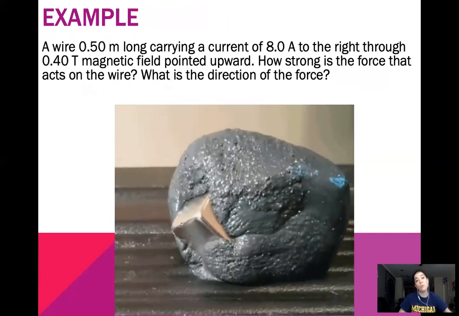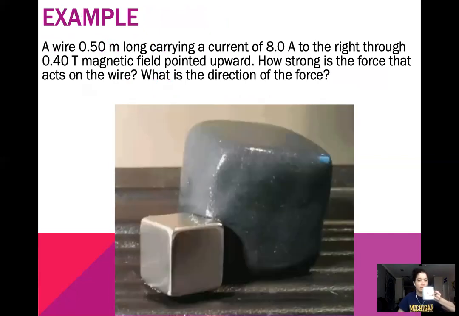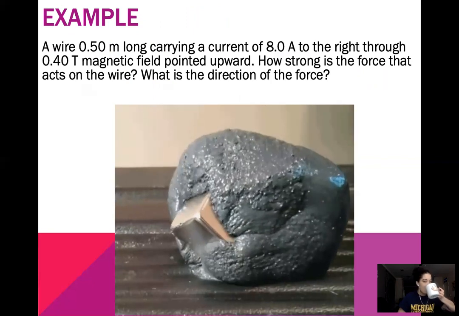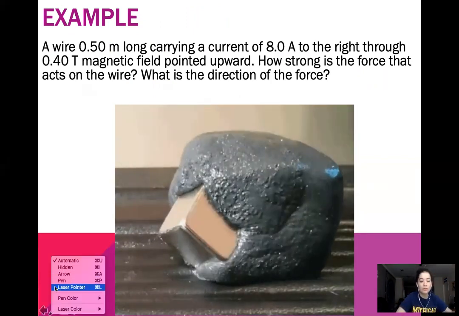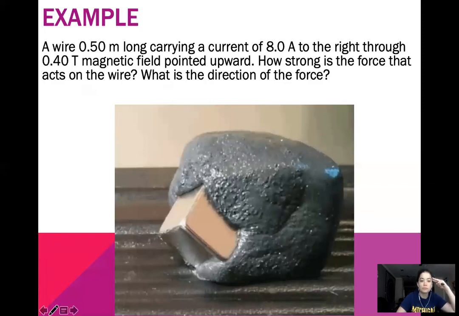All right, so we've got one example. I believe just one on this. A wire is 0.5 meters long and carrying a current of 8 amps to the right through a 0.4 Tesla magnetic field pointing upward. We want to know how strong is the force that acts on the wire, and we want to know its direction.